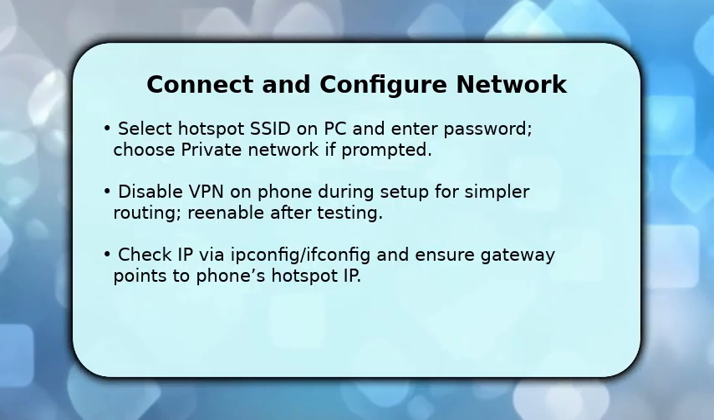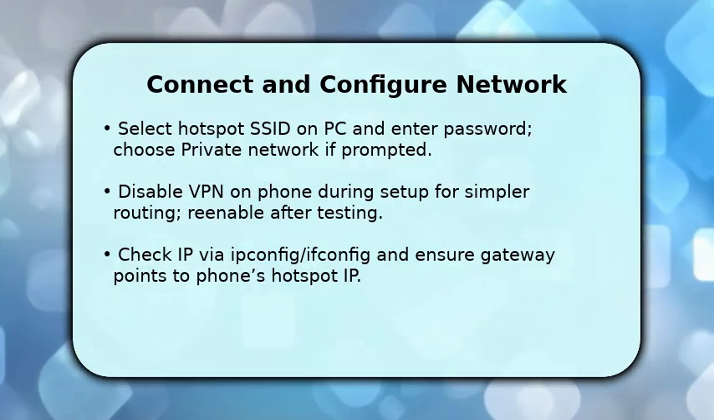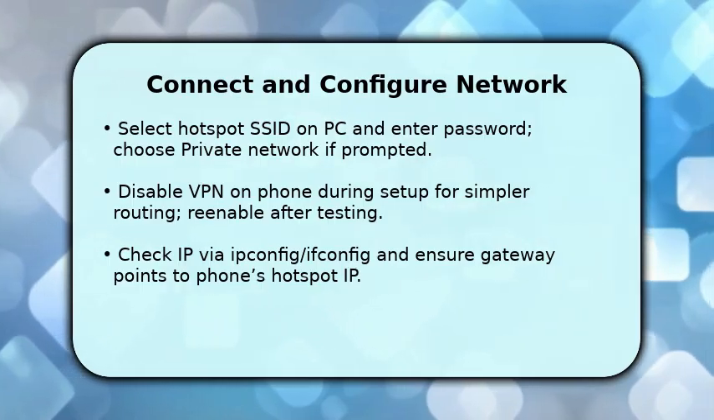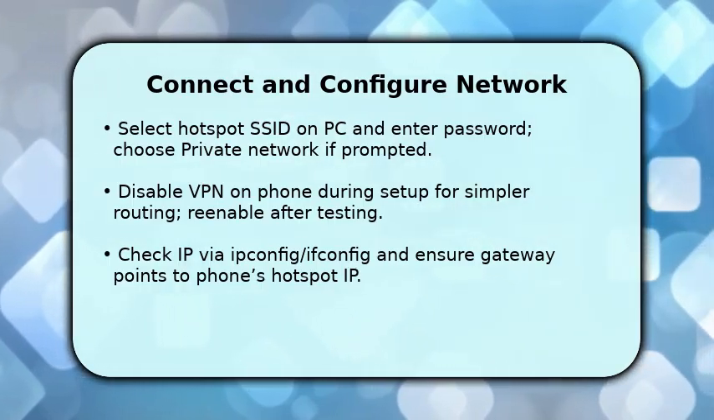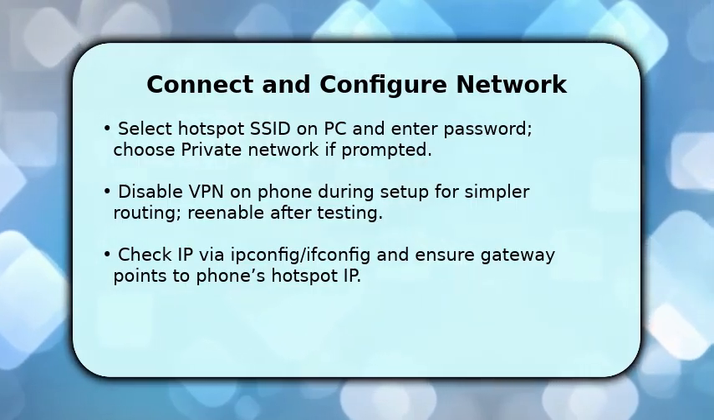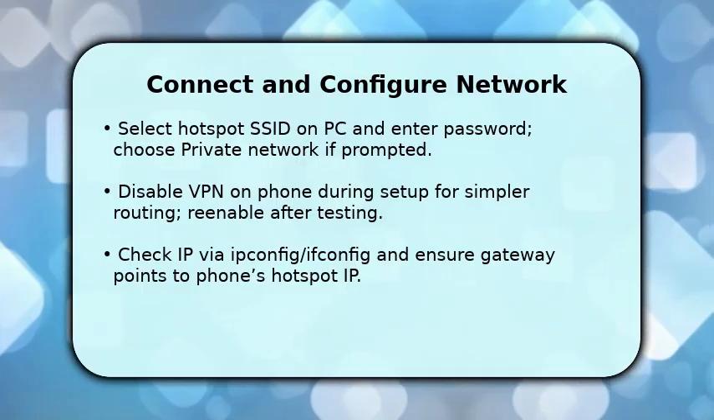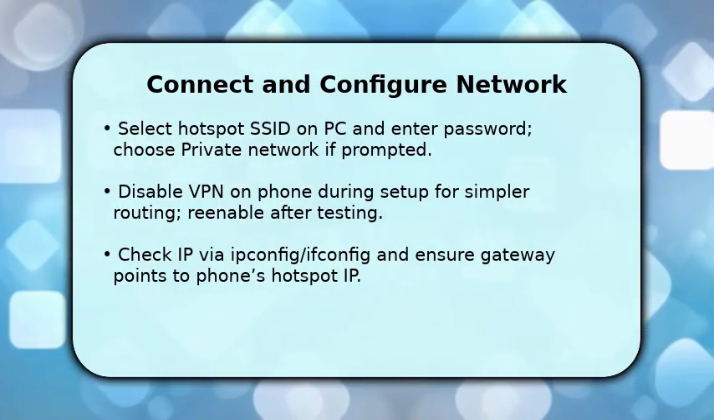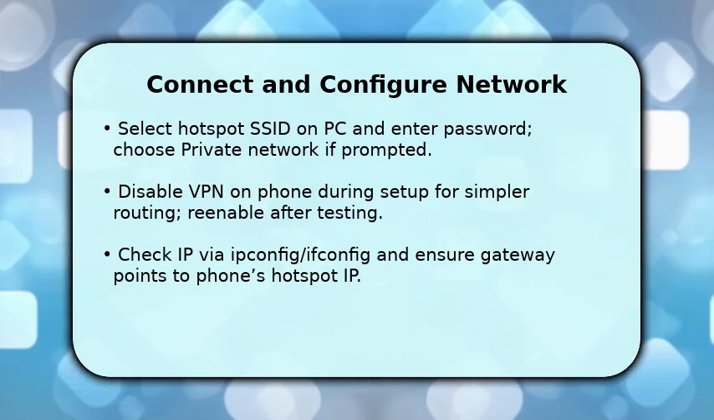Once connected, verify connectivity by opening a browser. If pages load slowly, briefly disable any VPN on the phone to remove extra routing. For a technical check, run ipconfig or ifconfig to confirm the computer received an IP from the phone and that the gateway is the phone's hotspot address. This step secures proper routing and reveals.